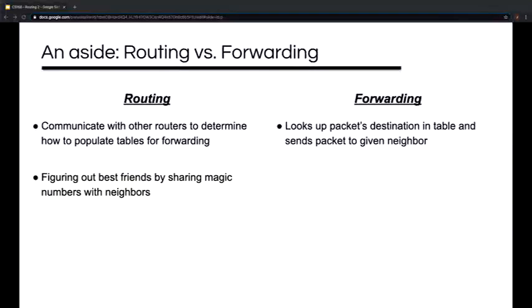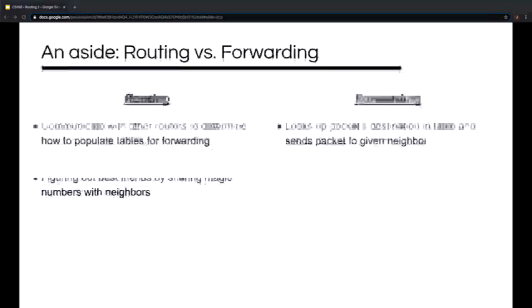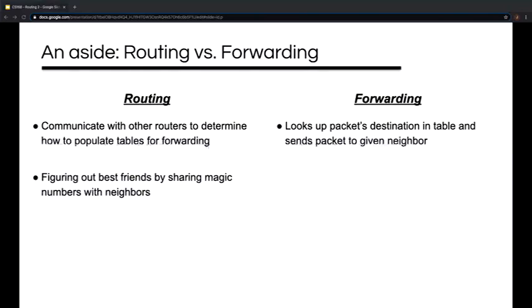So figuring out your best friend by sharing magic numbers was routing, right? That was building routing state. Your magic number was your routing state. It was the distance to the destination. So what was forwarding in the exercise? Yeah, referencing your magic number. Sure, that's true.